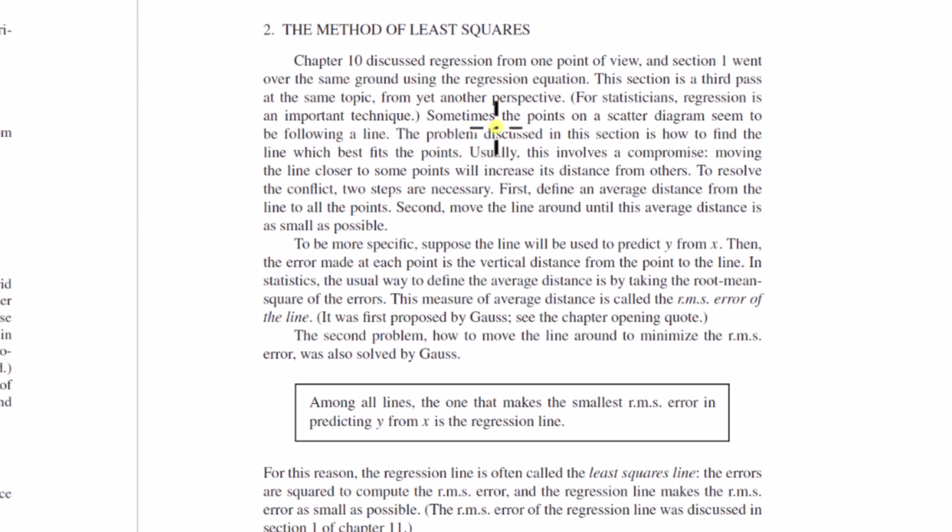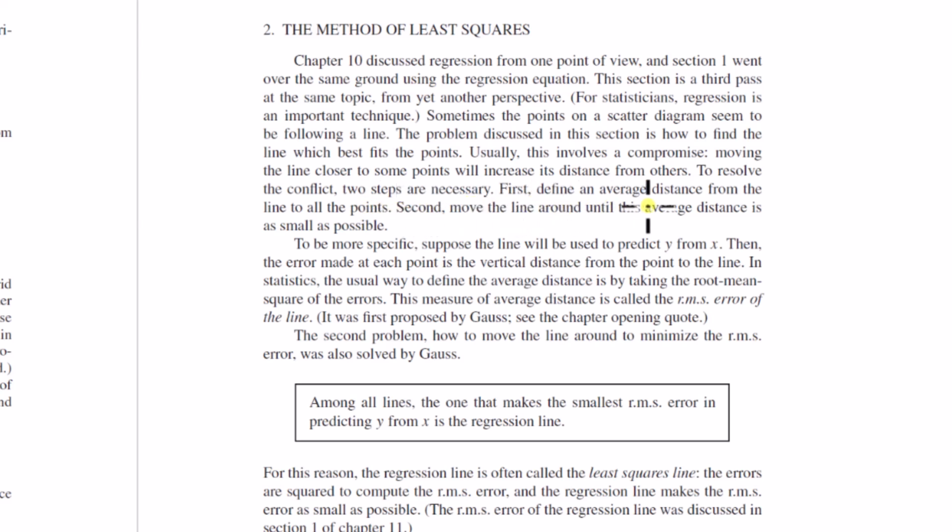Okay, so sometimes the points on a scatter diagram seem to be following a line. The problem discussed in this section is how to find the line which best fits the points. Usually this involves a compromise. Moving the line closer to some points will increase its distance from others.